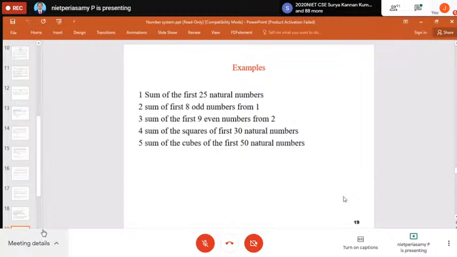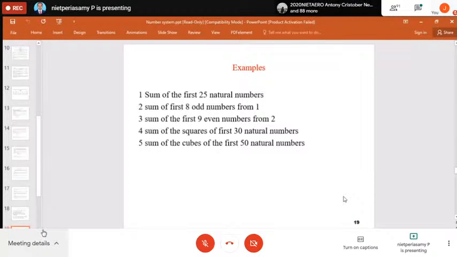Suppose to find the sum of the first n natural numbers, what is the formula? n into n plus 1 by 2. Here, what is the value of n for the first example? 25. Value of n equals 25. So what is the solution for the first example? 25 into 26 by 2. The solution for the first one is 25 into 26 by 2.